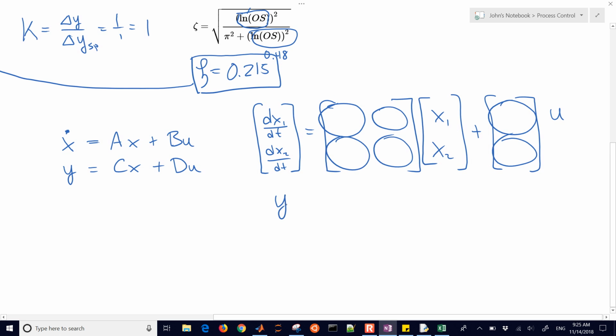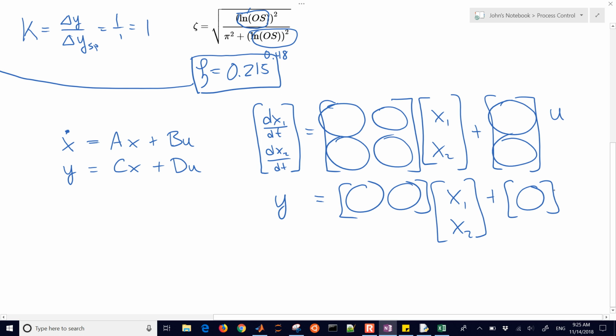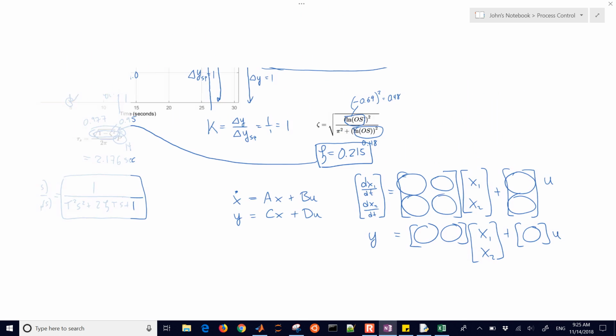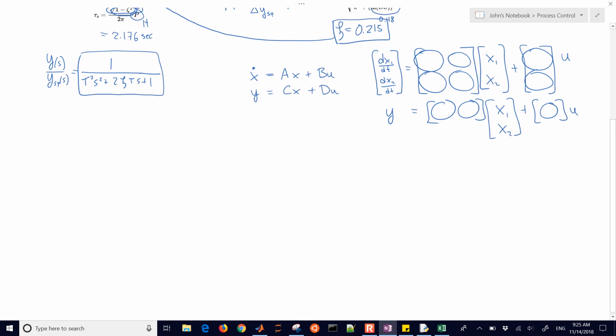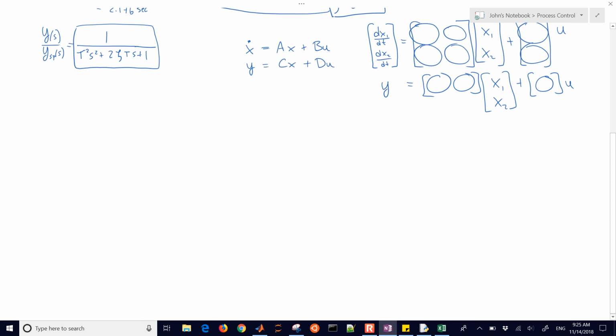Okay, and then we're going to have our output y. And I'll put two blanks here, and just one blank right here times our u value. So we just need to fill in the values for all these circles based on our second order system, and what we'll do is just translate this back into a differential equation.